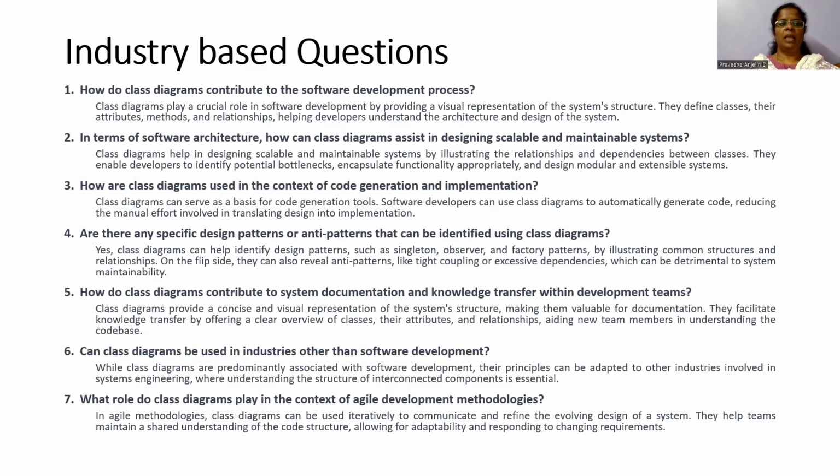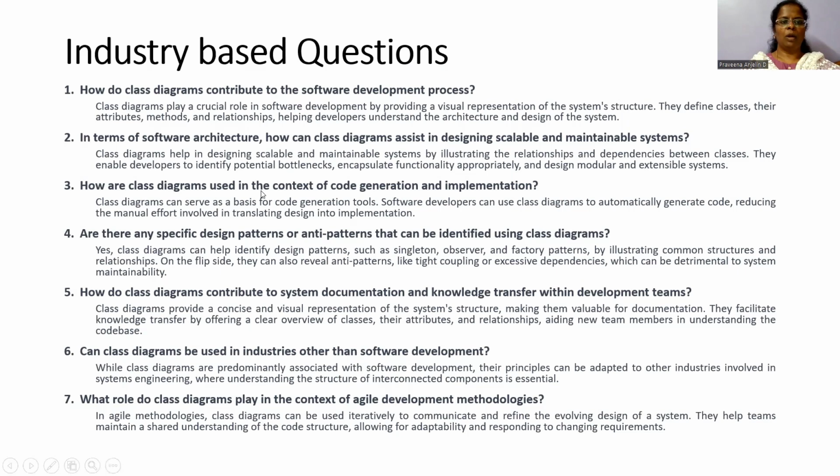Class diagrams help in designing scalable and maintainable systems by illustrating the relationships and dependencies between classes. They enable developers to identify potential bottlenecks, encapsulate functionality appropriately, and design modular and extensible systems. See, once we are developing this class diagram itself, we can easily understand where the problem is occurring, where these bottlenecks are occurring, so that based on that we can change the model, that is the system, so that it will be useful for them.